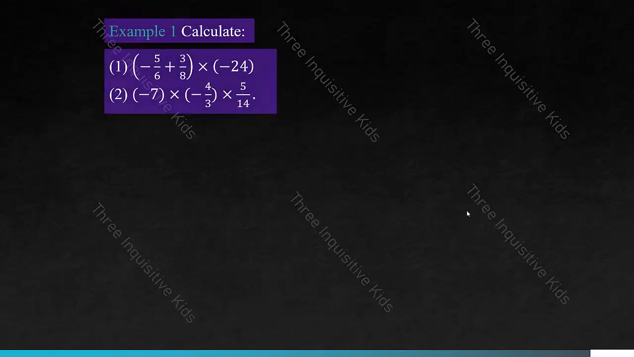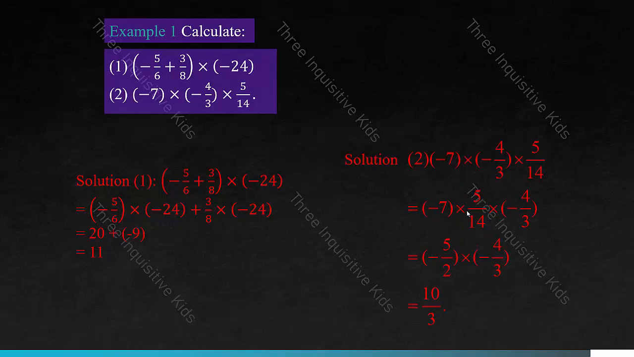Example 1, calculate these two expressions. For the first one, we have the sum of negative 5/6 plus 3/8 times negative 24. We're going to use the distributive property of multiplication and distribute this negative 24. So we're left with 11. For the second problem, it's negative 7 times negative 4/3 times 5/14. You start to cancel things out, and we're left with 10/3.